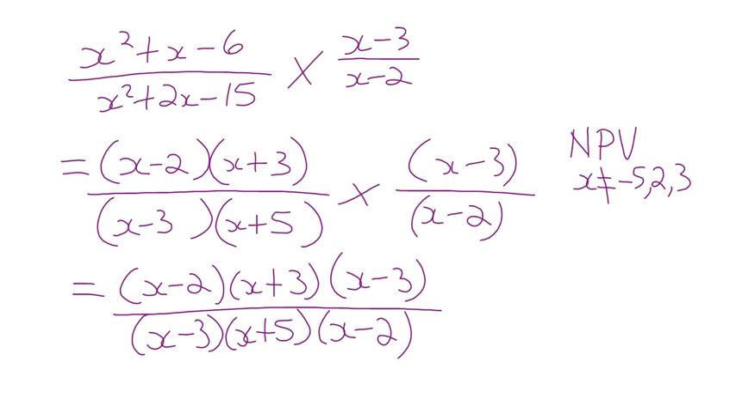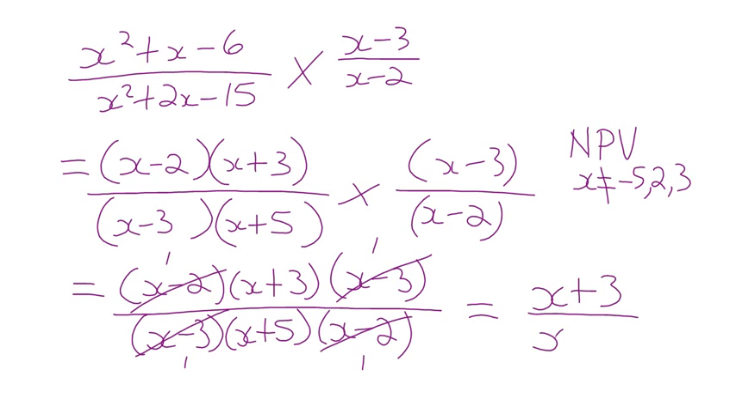You don't need to do that, though, right? You can just cancel. Basically, once you've written it as a times, you can cancel anything on the top with anything on the bottom. So I'll do it down here. The x minus 3, cancel. The x minus 2's, cancel. Leaving me with the final answer of x plus 3 over x plus 5. Okay, questions?